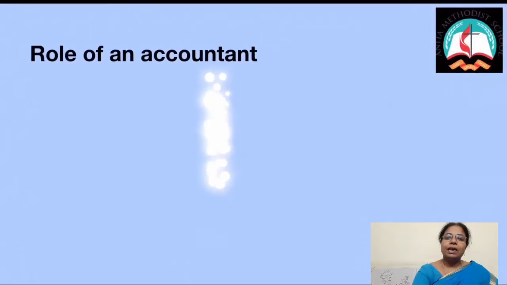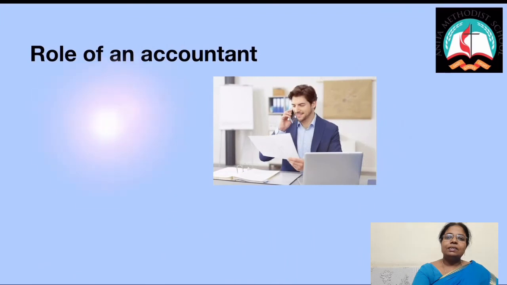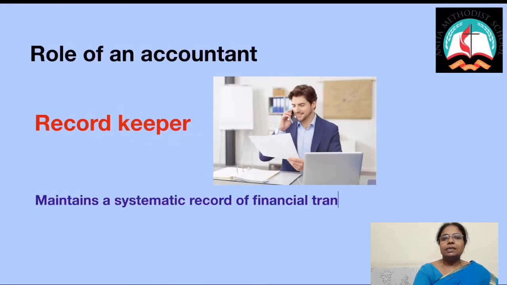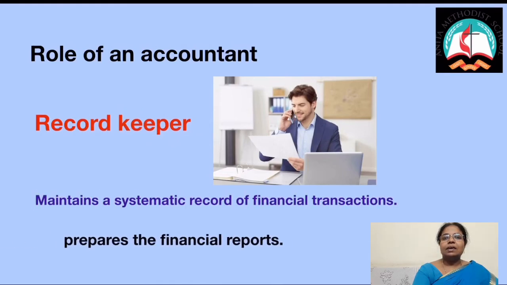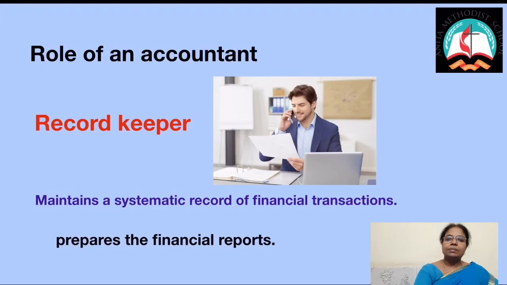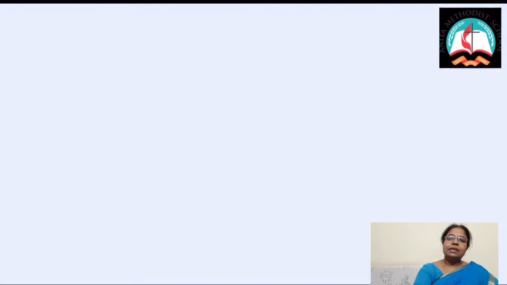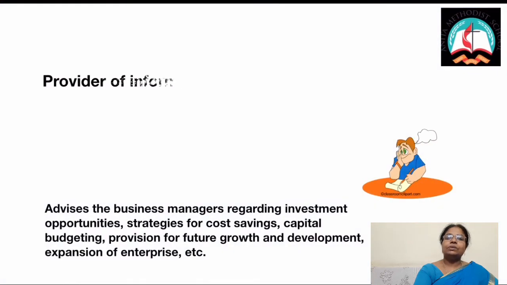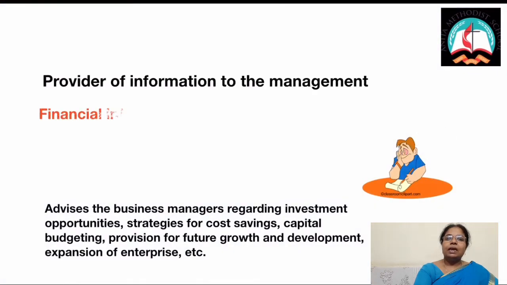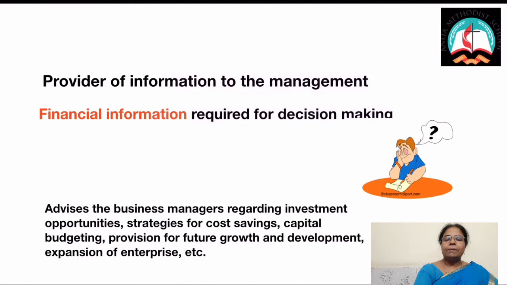Now we will see about the role of an accountant. First, he is a record keeper. The accountant maintains a systematic record of financial transactions. He prepares the financial reports and financial statements. And next, he is the provider of information to the management. He assists the management by providing financial information required for decision making.